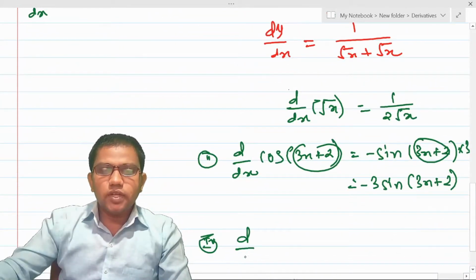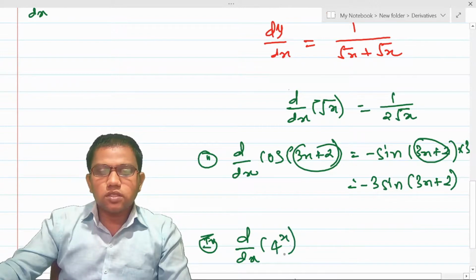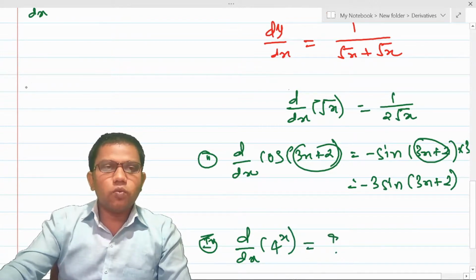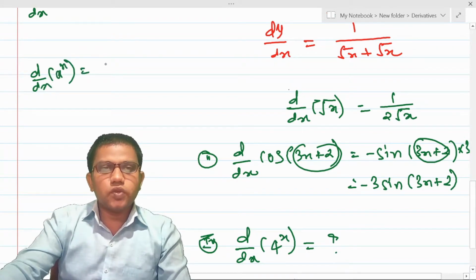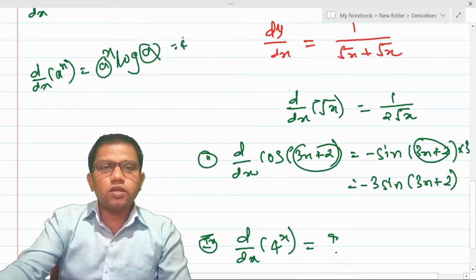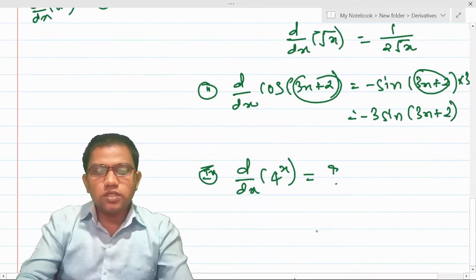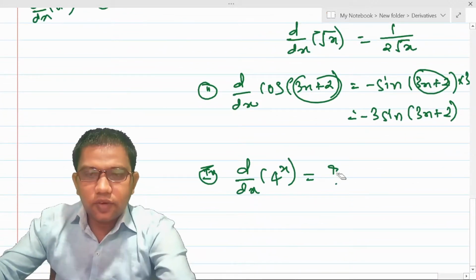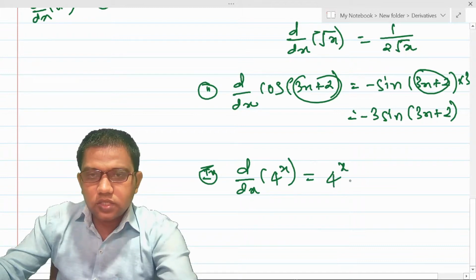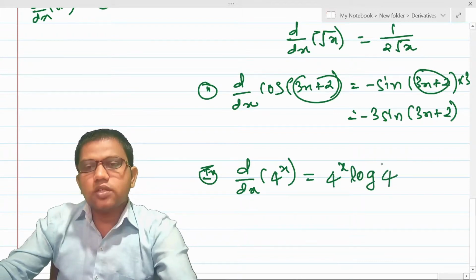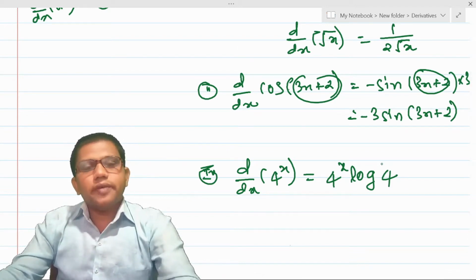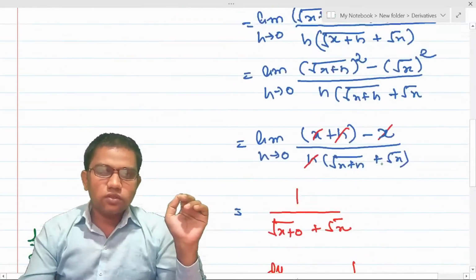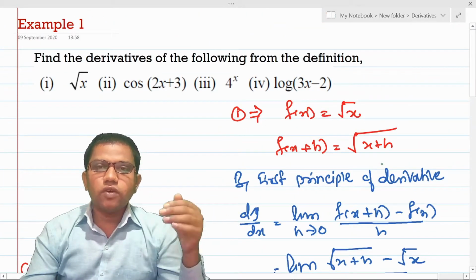Okay, now what about this 4 raised to x? What is the derivative, d by dx of 4 raised to x, equal to what? We have the formula for the derivative of a raised to x. What is that? It is a raised to x into log a. Now your a is nothing but 4 here. That's why the derivative of this is nothing but 4 raised to x into log of 4. That's it. Isn't it? Okay. So in this way we can find out the derivatives with the help of the definition as well as with the help of formulas that we have seen.